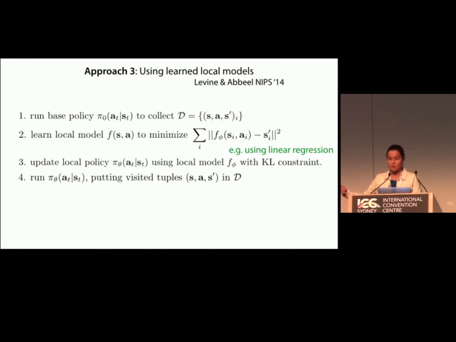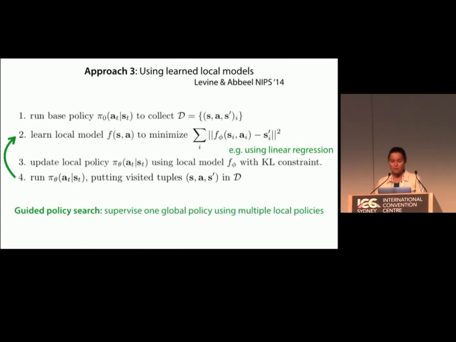And then once you have your updated policy, you can then run this policy, put tuples in your data set, and repeat. So relearn a local model on your new data set around the trajectories that you observed and update your local policy. So this can be pretty effective for learning a wide variety of skills, but it can only learn skills in one local region. For example, for one initial condition and maybe one target position of where you want to end up. So one way that you can try to learn a wider variety of skills is to supervise a single global policy using multiple of these local policies. So I'll give an example next.